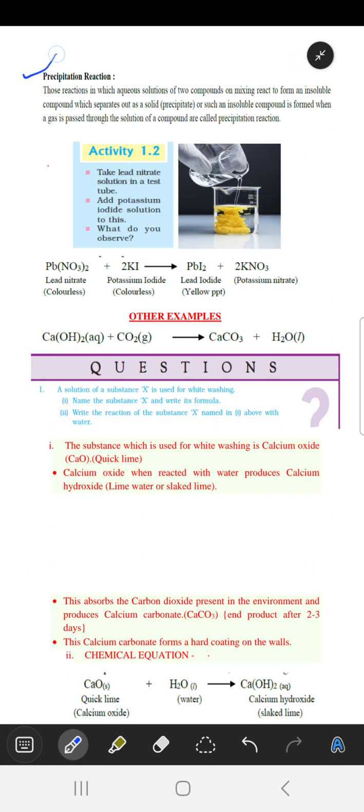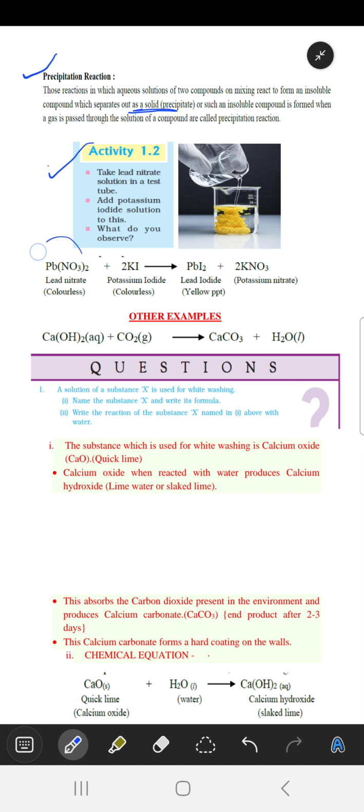Next type we have is the precipitation reaction. So, what is the precipitation reaction? The reaction in which two reactants combine to form a solid which is insoluble in solution. That reaction is called as precipitation reaction. So, let us discuss the activity.